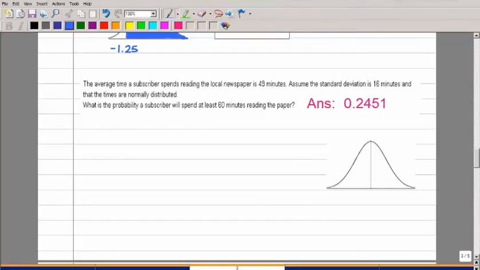The average time a subscriber spends reading the local newspaper is 49 minutes. Assume the standard deviation is 16 minutes and that the times are normally distributed. What is the probability that the subscriber will spend at least 60 minutes reading the paper? Okay, I'm going to write this out. I'm going to use proper notation here for at least, which is greater than or equal to. But mathematically, it won't matter. It's the same as this, for a normal distribution, not a discrete.